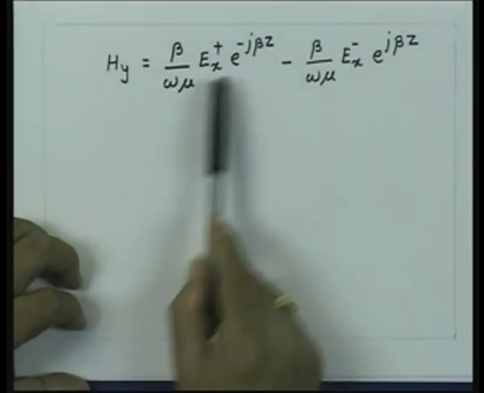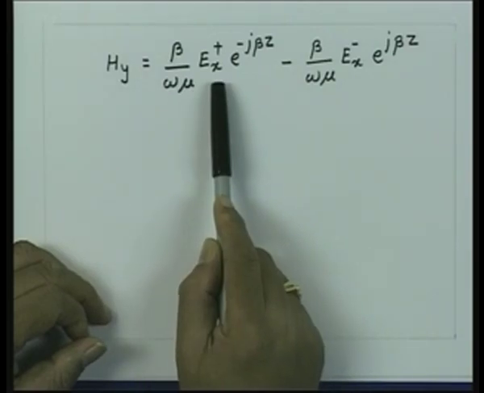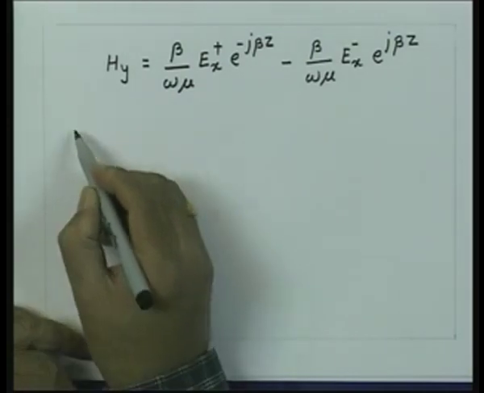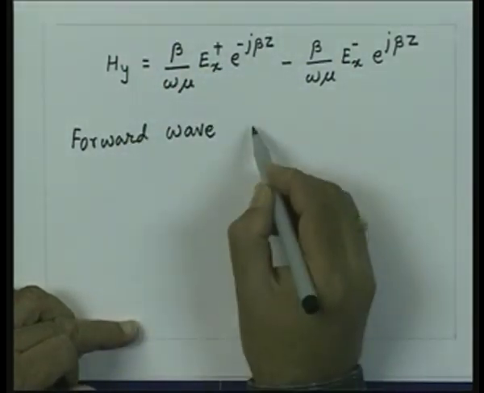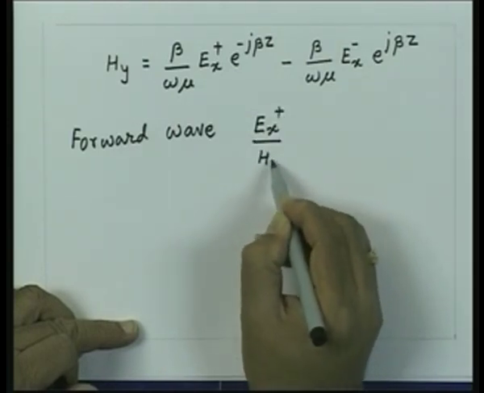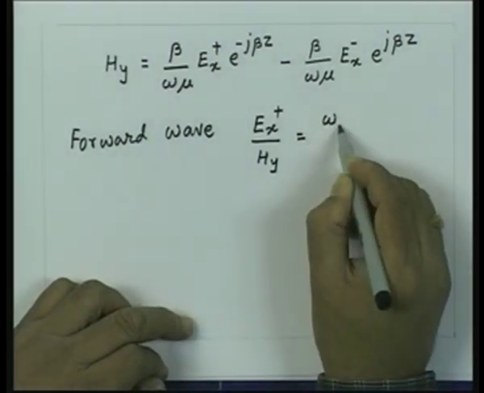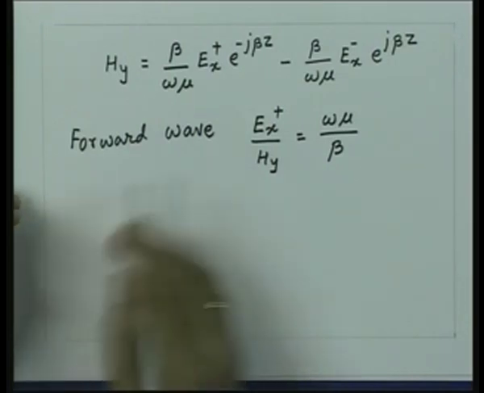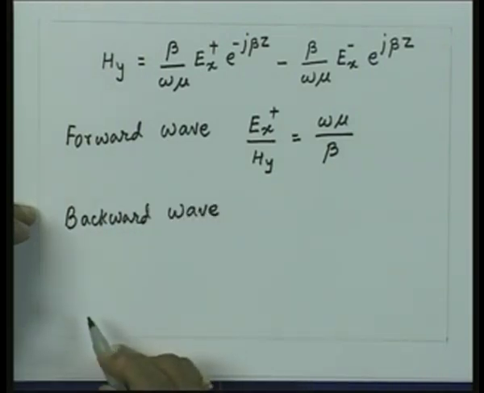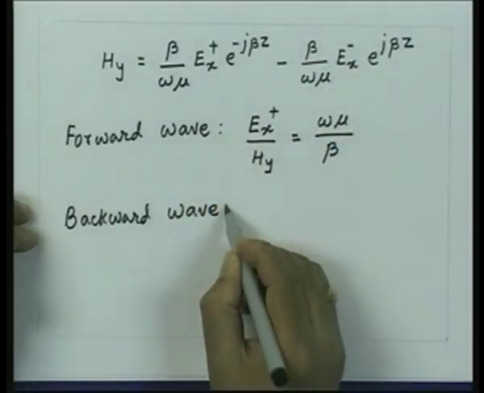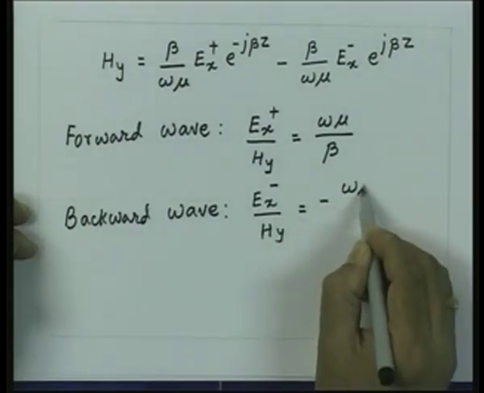So, the magnetic field for this wave, if I take the travelling wave which I can take like a forward travelling wave in positive z direction, the ratio Ex plus upon Hy, so for let us say forward wave which is given by this term, I have Ex plus divided by Hy, that will be equal to omega mu upon beta, and for a backward wave which is given by this term, the ratio of Ex minus by Hy, that will be equal to minus omega mu upon beta.